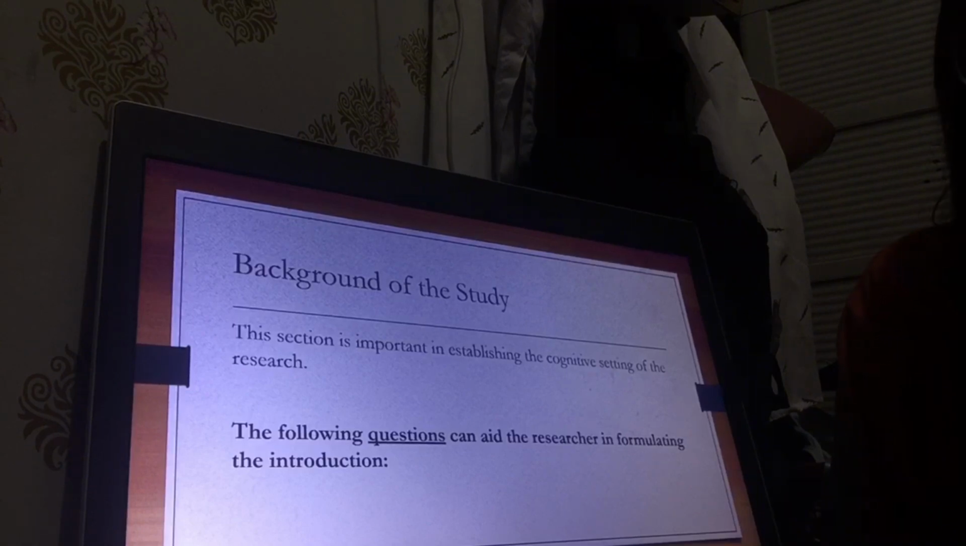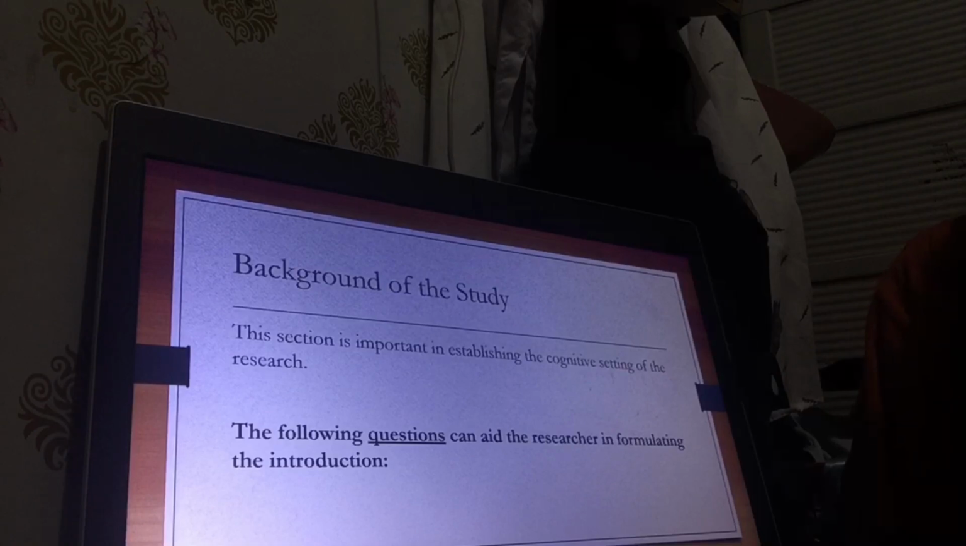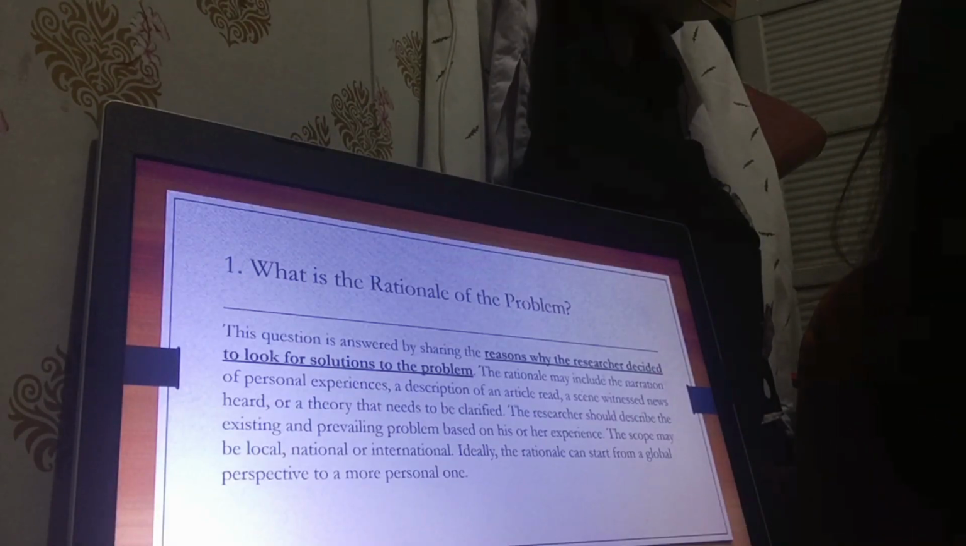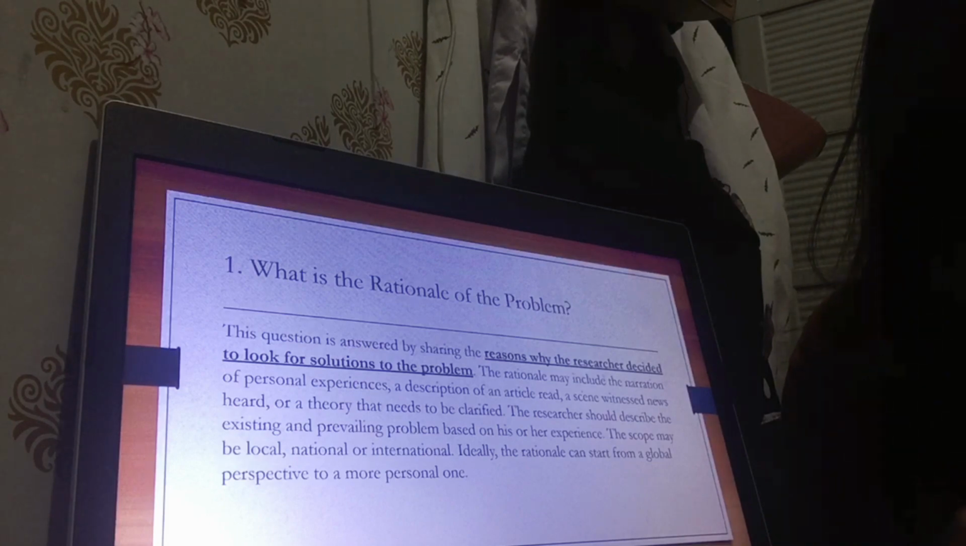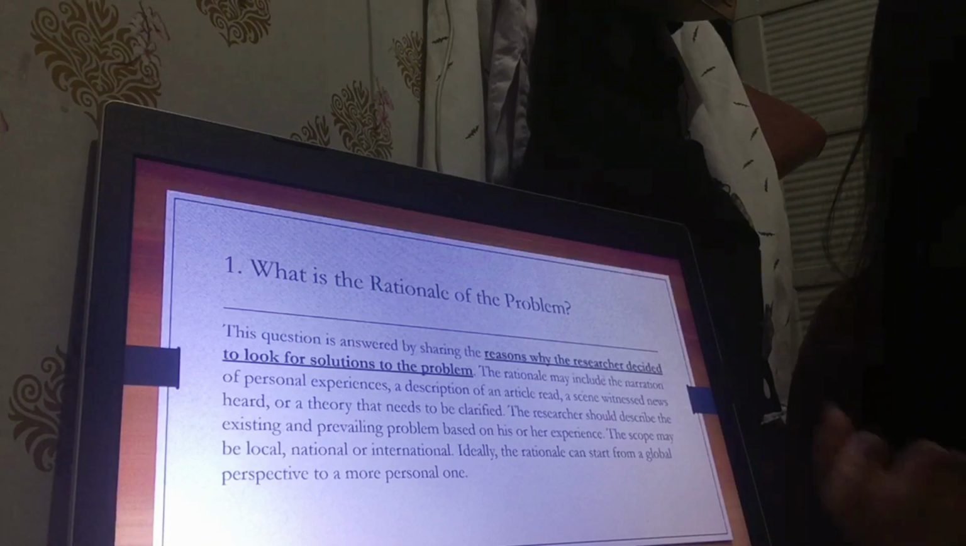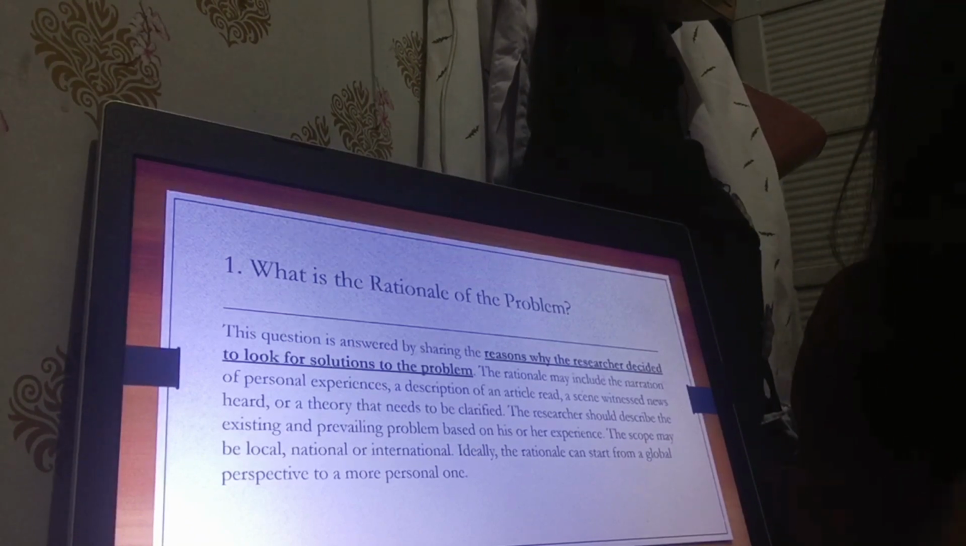Background of the study. This section is important in establishing the cognitive setting of the research. What is the rationale of the problem? So the rationale is the one that explains why you want to study a particular problem or question.